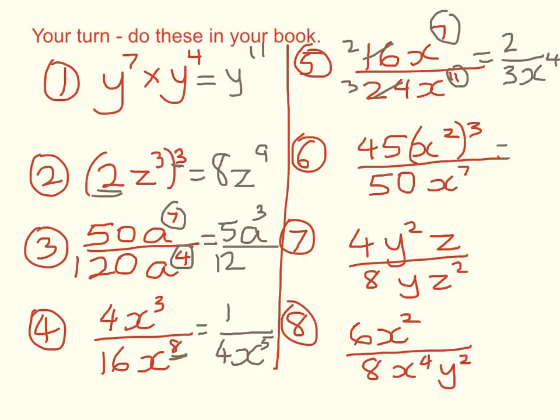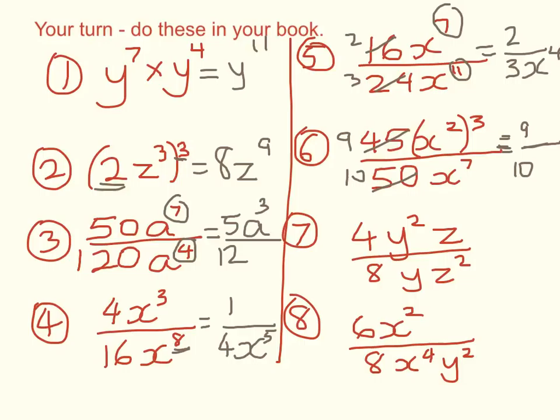Next one. Numbers first. 45 over 50. Divide through my common factor of 5. 9 over 10. So this one will be 9/10. Now we need to do this in 2 steps. And we've got x to the power of 6 over x to the power of 7. So we're not finished yet. That will be 9/10, and the x will be in the denominator, so it'll be 9 divided by 10x.